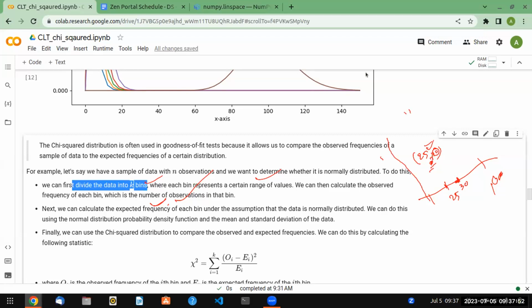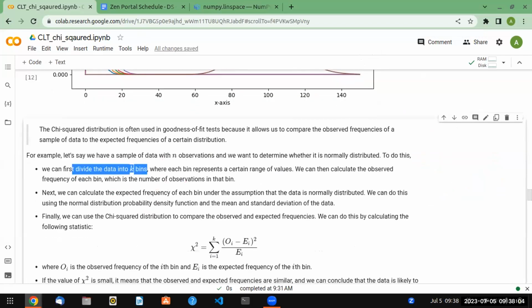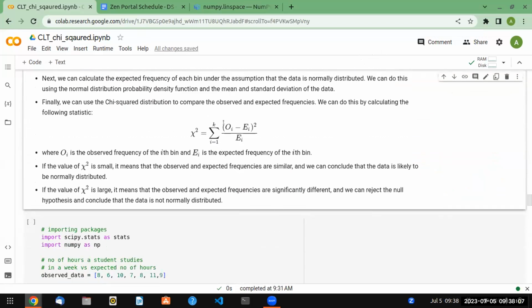Now, finally, we can use this formula. Let me scroll down so that you can verify properly. This is my formula to do the test. Can you try to identify what the formula is? What is OI here? It is the observed frequency. And EI is the expected frequency. EI means that you are expecting this to be normally distributed.